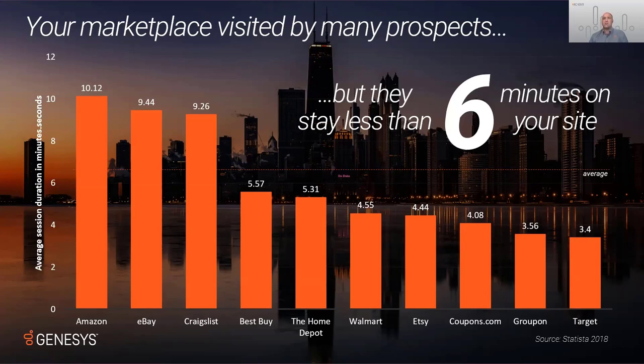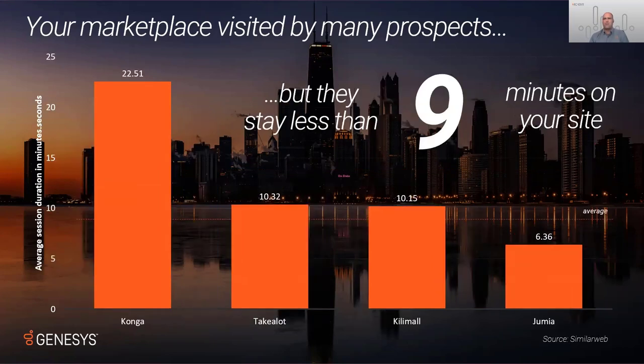So if we take a look a little bit closer to home, we see very similar prospect behavior. If we exclude the outlier Conga, the average time spent by prospects on these marketplaces is less than 9 minutes on average.